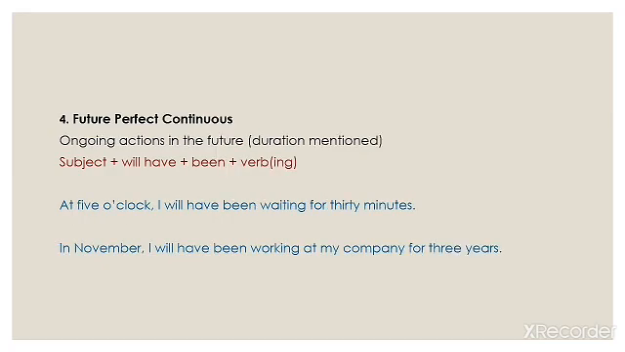Next, future perfect continuous. So we use future perfect continuous when we are talking about ongoing actions in the future, but when the duration is also mentioned. And the rule for future perfect continuous is subject plus will have plus been plus verb, and we use ing with it. So the example is, at 5 o'clock I will have been waiting for 30 minutes. And the other example is, in November I will have been working at my company for 3 years. So here the duration is mentioned: 30 minutes, 3 years.